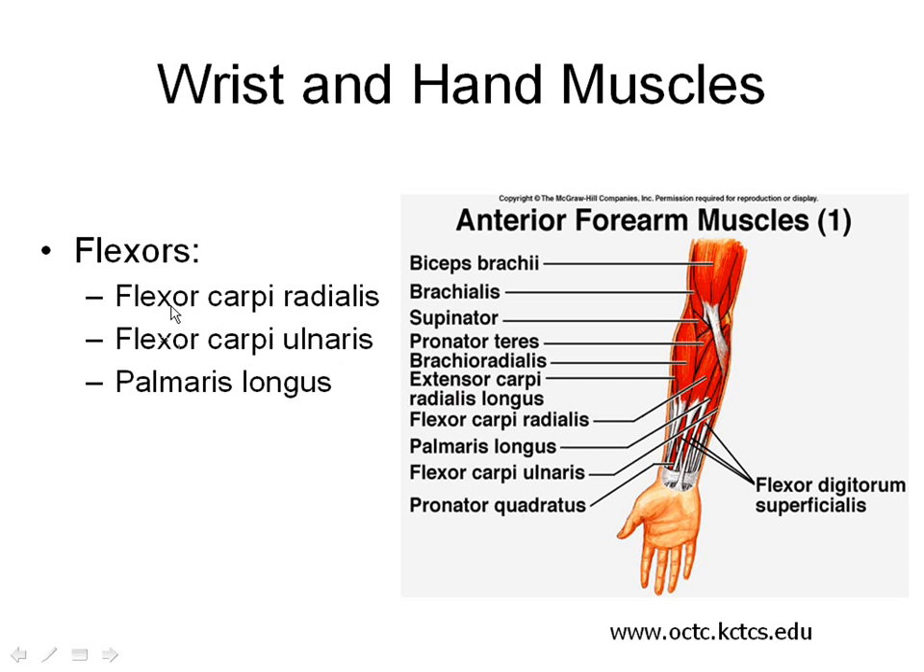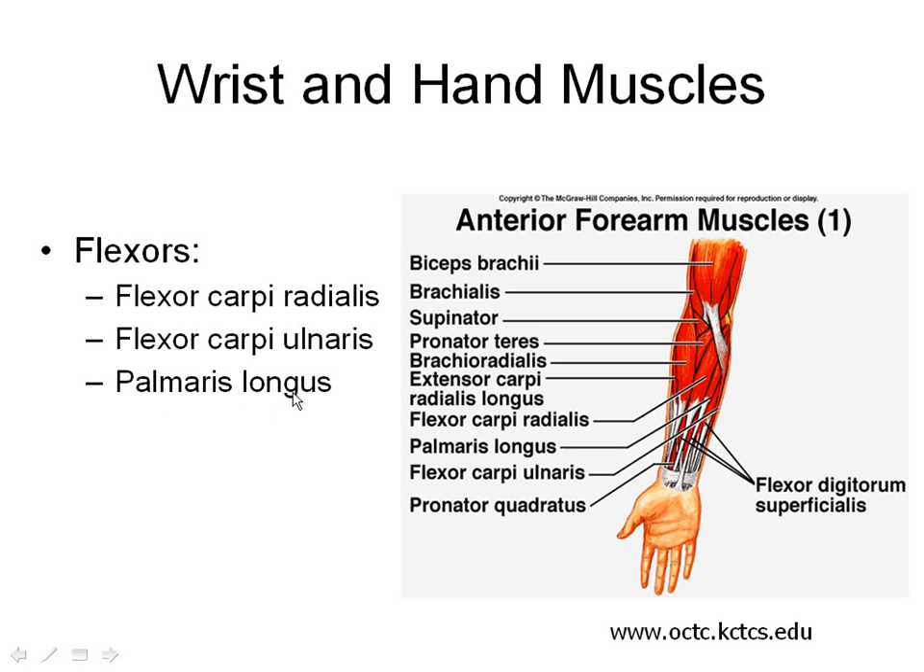Now breaking these words down, flexor indicates it's on the anterior forearm. Carpi is talking about going to the carpals in the wrist, and radialis is for the radius, so we know it's going to be on the thumb side. So if we look for flexor carpi radialis, it's right here. It's coming over to the thumb side. Flexor carpi ulnaris, same thing. Anterior part of the forearm going to the carpals in the wrist on the pinky side. Flexor carpi ulnaris is over here on the pinky side.